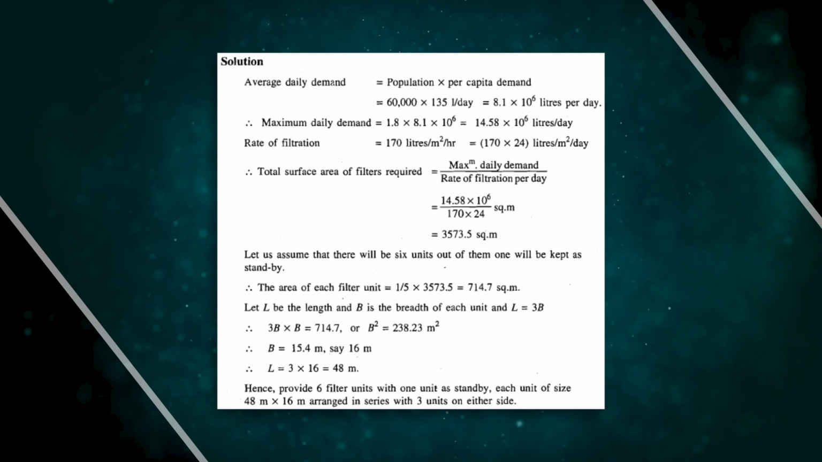Suppose length is equal to 3 times the width of each unit. So we get the value of the width approximately 16 meter. So L is equal to 3 times, equal to 48 meter. Hence provide 6 filter units with 1 unit at standby. Each unit of size 48 meter by 16 meter, and arrange these in series with 3 on one side and 3 on another side. So this is all about the filtration part 1.